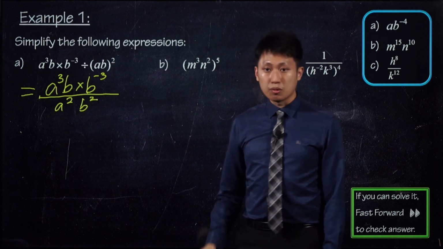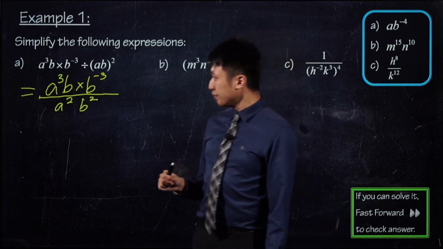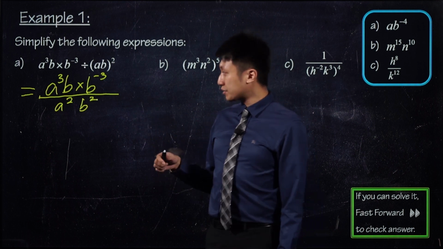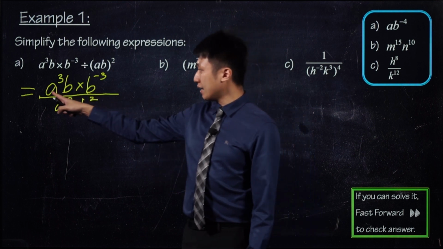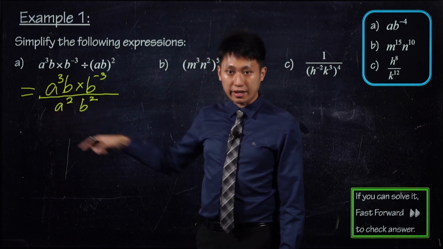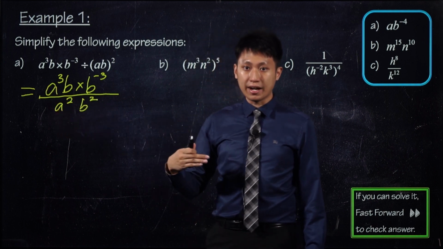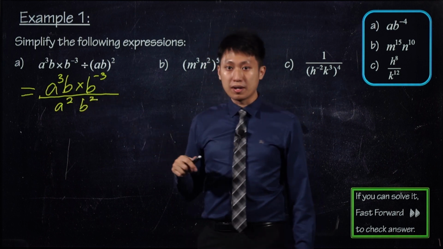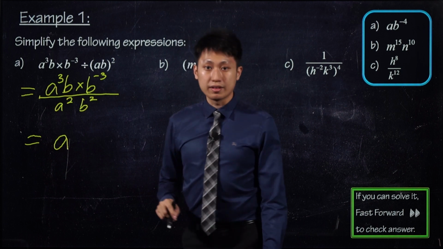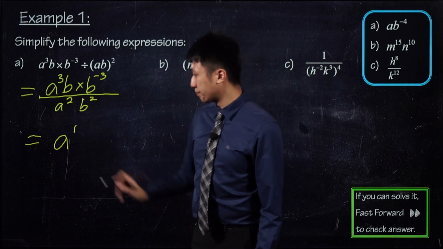Great. So now, what I'm going to do here is look at a first, then look at b. So I look at a. There's only this a on top and this a below. If it's divide, the power will be minus, right? So write a, then 3 minus 2, which is 1.